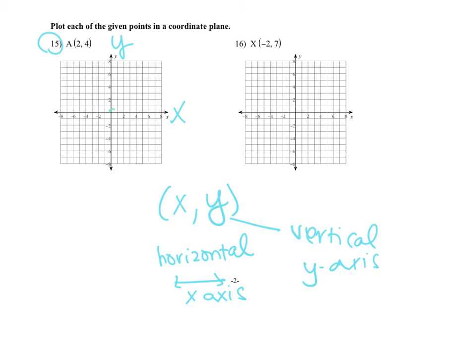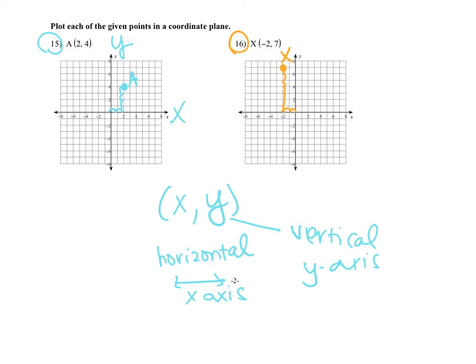So 1, 2, and then up 4. 1, 2, 3, 4. Plot my dot, and that is it. And number 16 says -2, 7. So same thing. 1, 2, and then 1, 2, 3, 4, 5, 6, 7. And this would be my point. And I can label it X. And over here in number 15, I can label it A. And I'm done. Okay, so we made it to our next section.